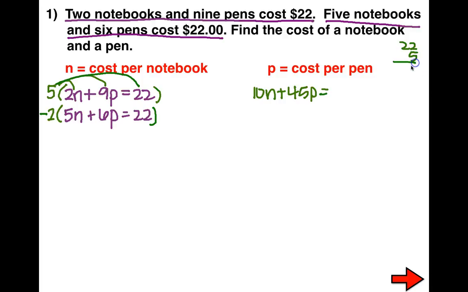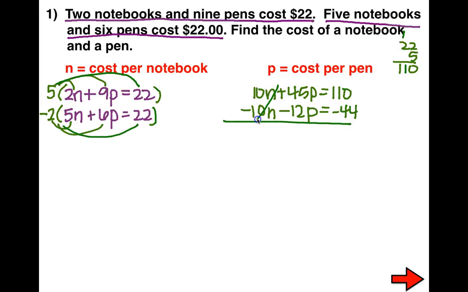Let's do that off to the side. That's 10, carry the 1 is 110. For the next equation, we're going to end up with negative 10n minus 12p equals negative 44. So at this point, the n's cancel each other out, leaving me with, let's see, 5 minus 2 is 3, 4 minus 1 is 3. We have 33p equals, here we're going to have to borrow. 10 minus 4 is 6, I have to borrow again. 10 minus 4 is 6. So here, simply divide off your coefficient. And I'm going to end up with p equals 2.